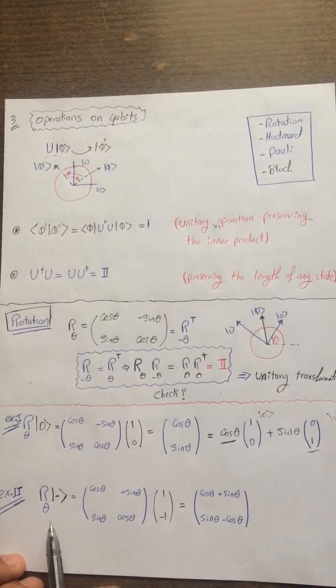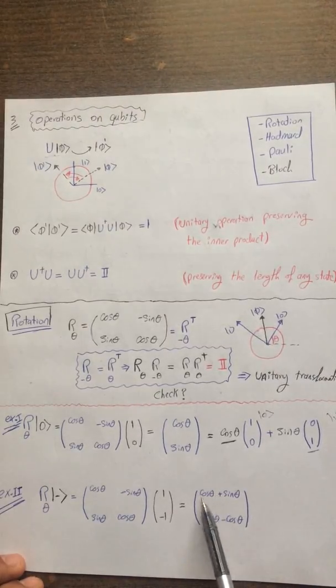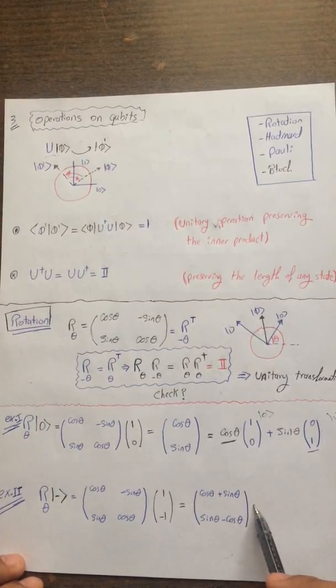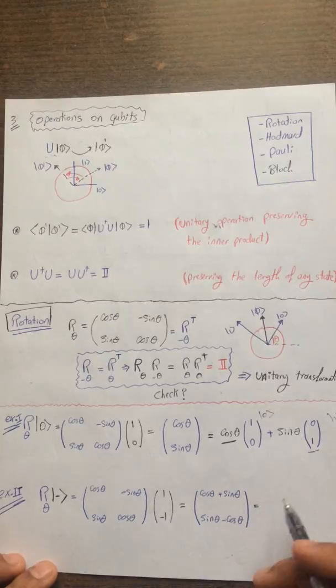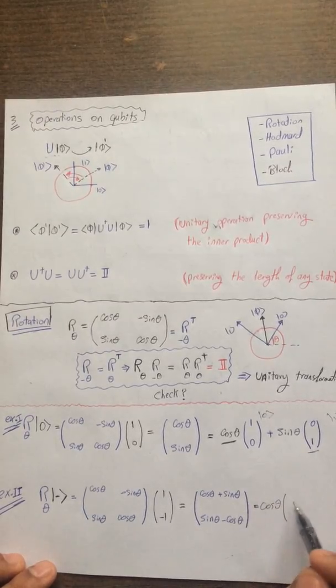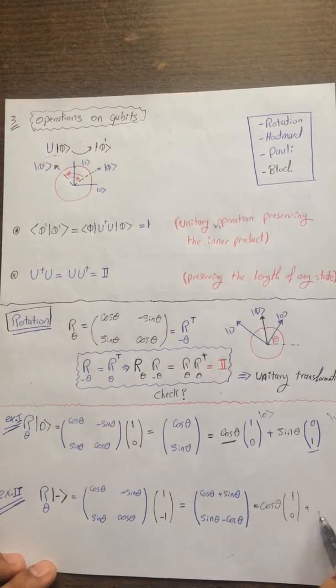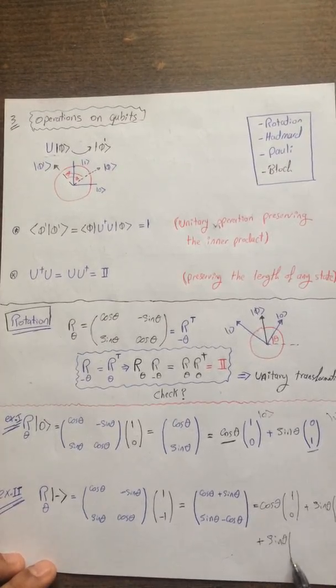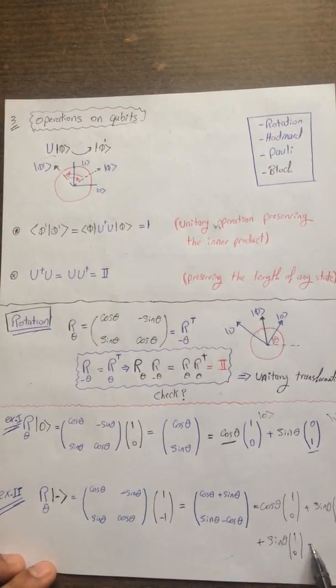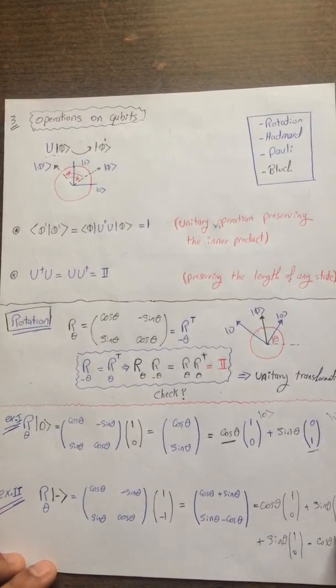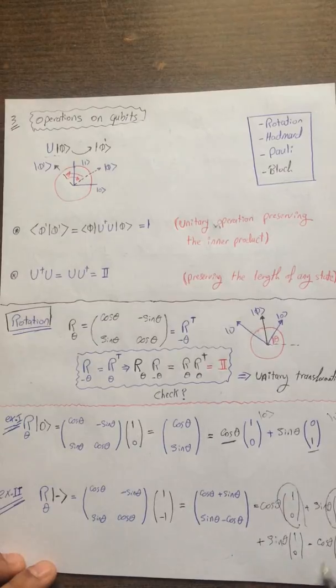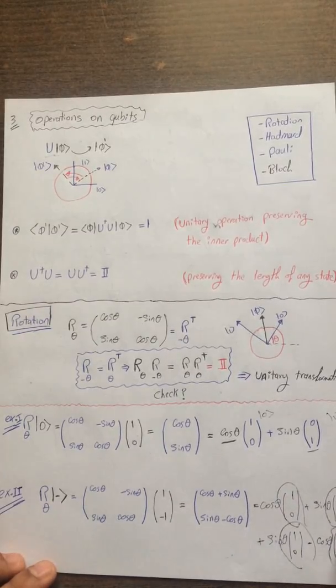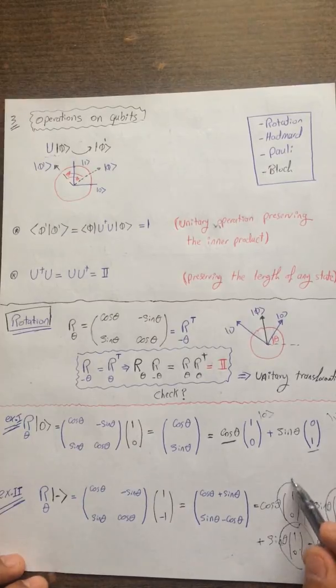The same operation, if I apply it on minus, I can get this value. And this matrix value you can write in a more interesting way like this: cosine theta of 1 and 0 plus sine theta for 0 and 1. Also plus sine theta for 1 and 0, and minus cosine theta for 0 and 1. Here you have 0, here you have 1, and for sine you have 1 and here 0.